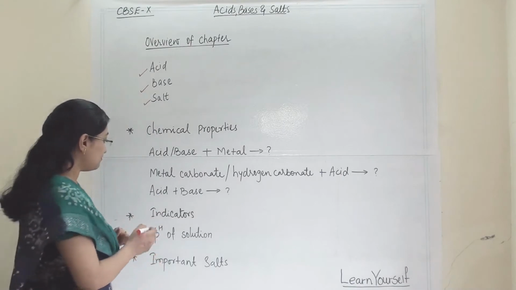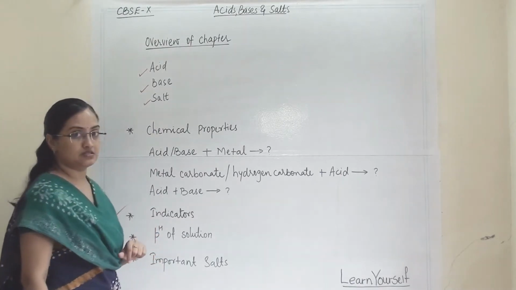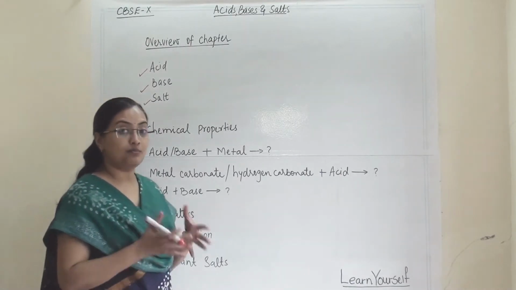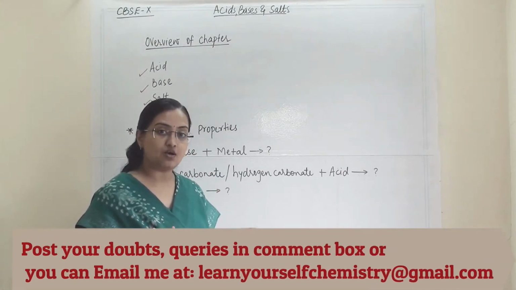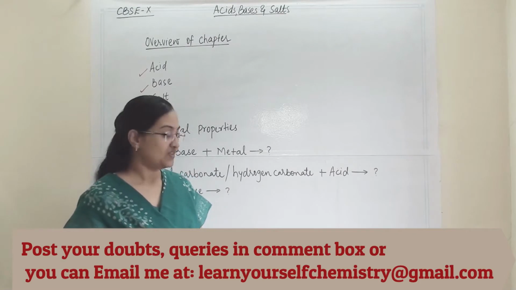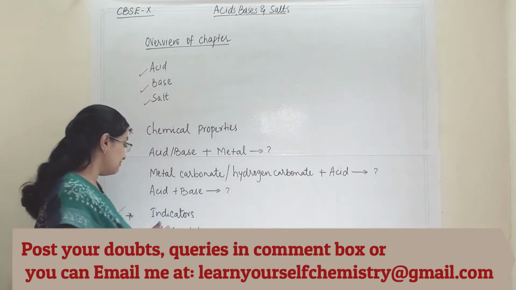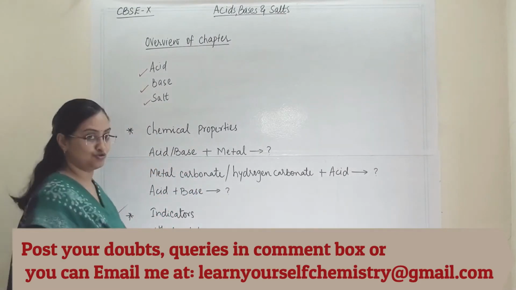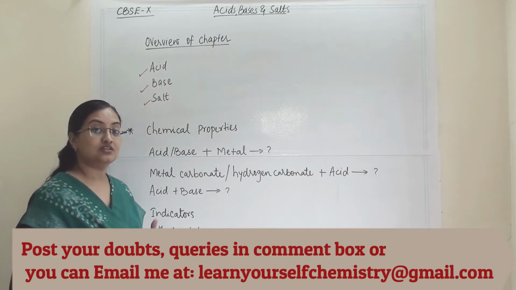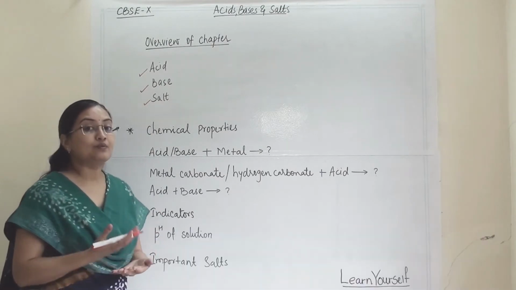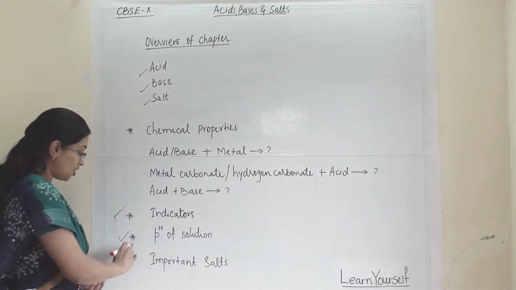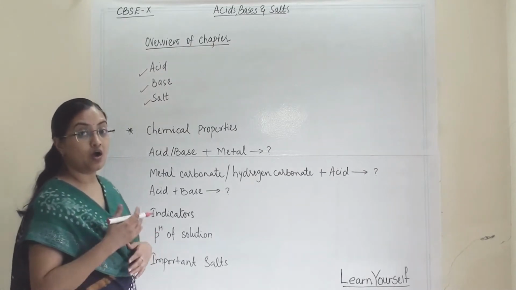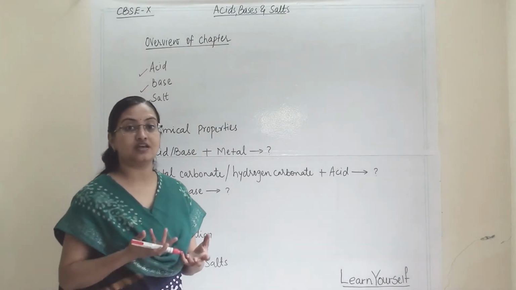Then after that we will study about indicators. Indicators are the compounds which will tell us whether this compound is acid or this compound is a base. And some indicators will tell us the pH of the solution. Now we will also learn that what is pH, how can we measure the pH. Then some important salts, their molecular formula, how we are making the salts and all those things.